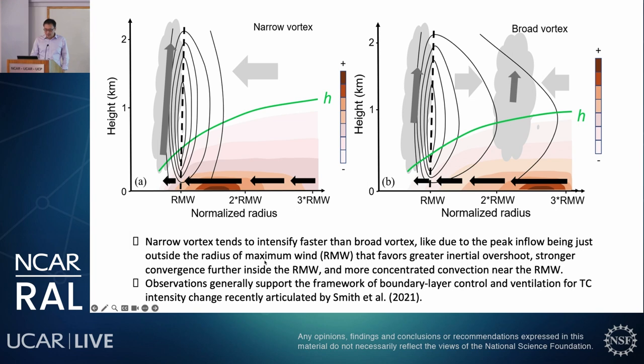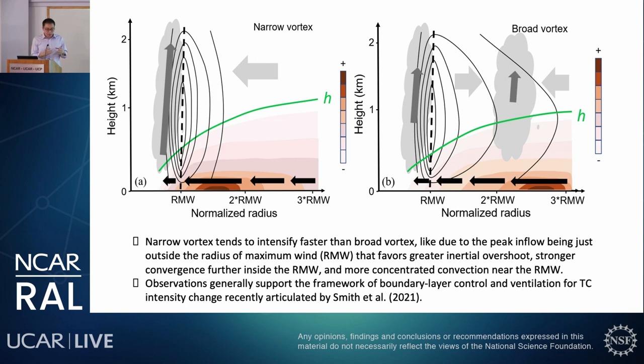We also try to tie this result to some theoretical work by Smith et al. Smith and Montgomery have this spin-up theory. They argue that there are two mechanisms. One, above the boundary layer, is the standard Ooyama type of framework, due to balanced dynamics: convergent angular momentum spins up the vortex.